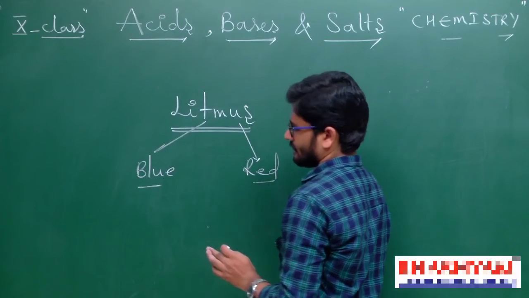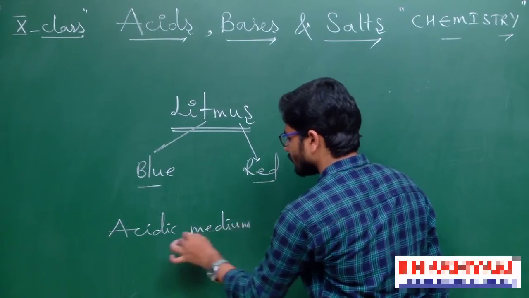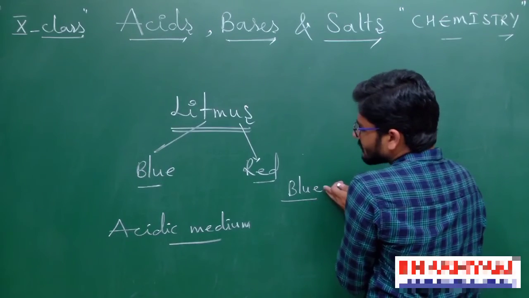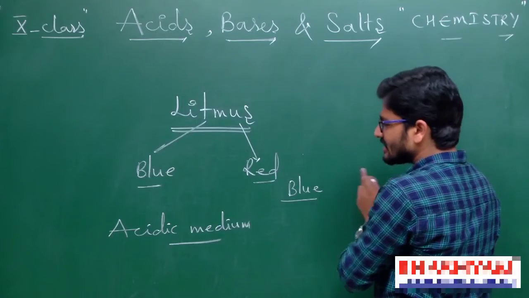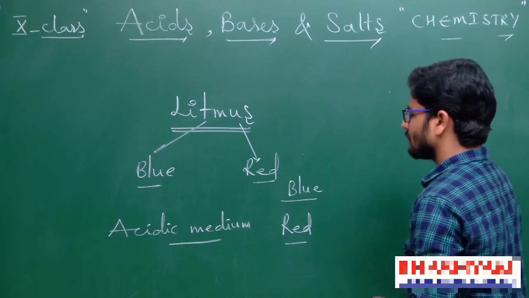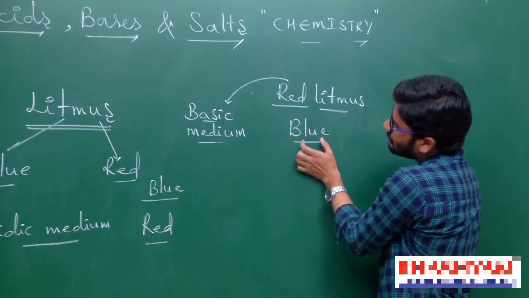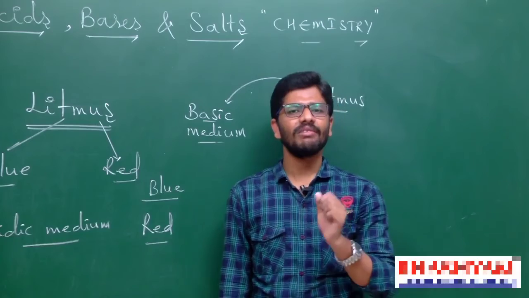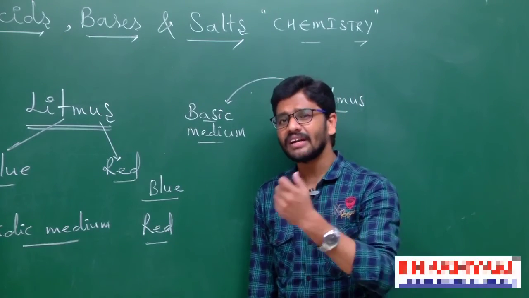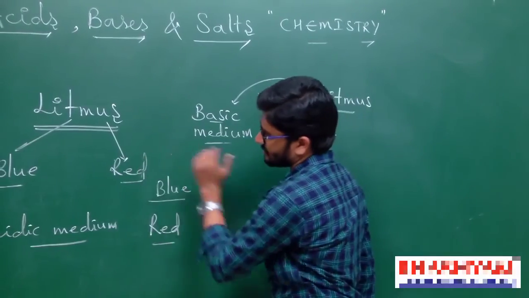So in an acidic medium, when blue litmus paper comes in contact with it, the blue litmus paper is converted into red litmus paper. Whereas when red litmus comes in contact with a basic medium, it turns blue. If blue litmus paper turns red, that substance we can say is an acid. If red litmus paper turns blue, we call the substance a base. This is about litmus.